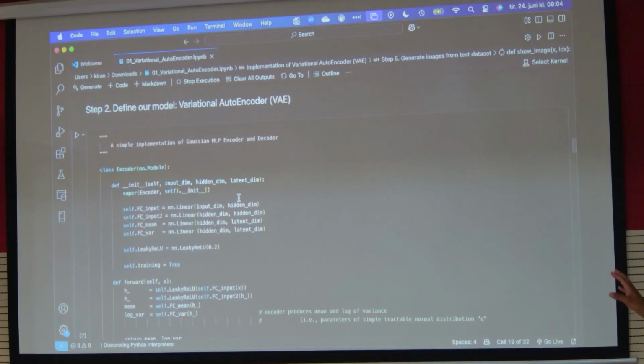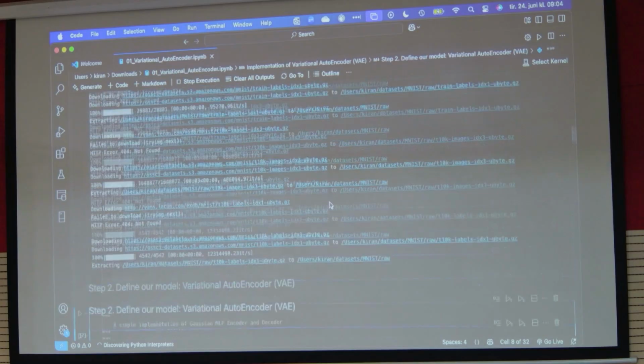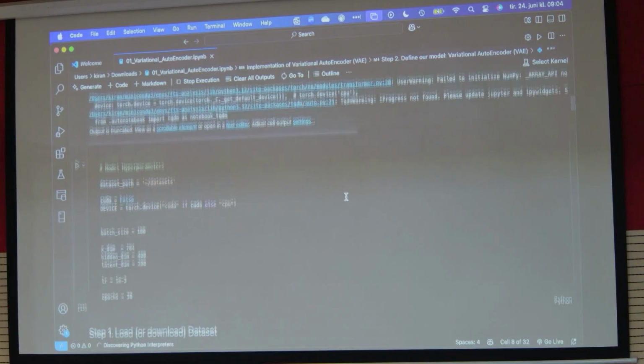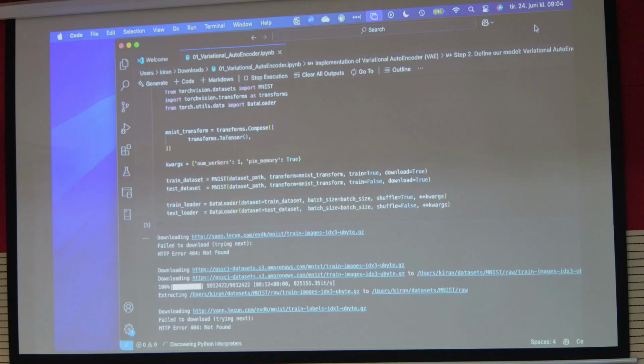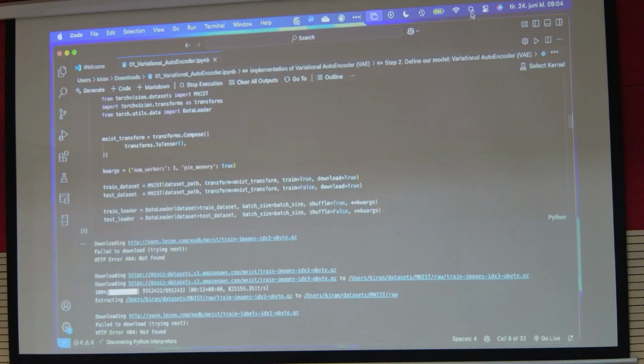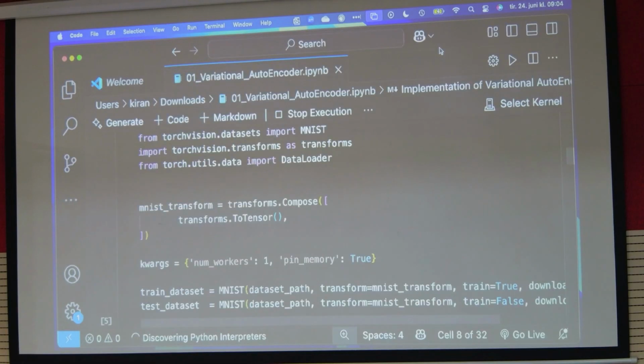Zoom it up, but can you read this? Zoom it? No. I need to find out how to do. Command and plus. Command and plus? Oh, yes, that works.